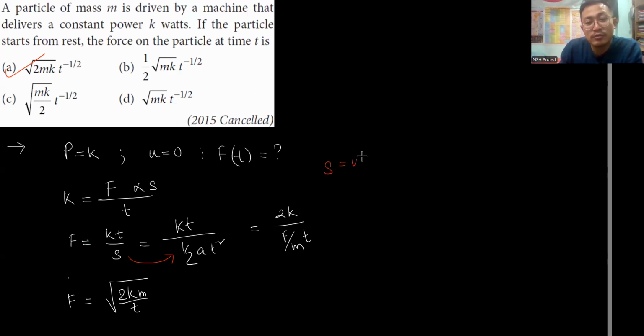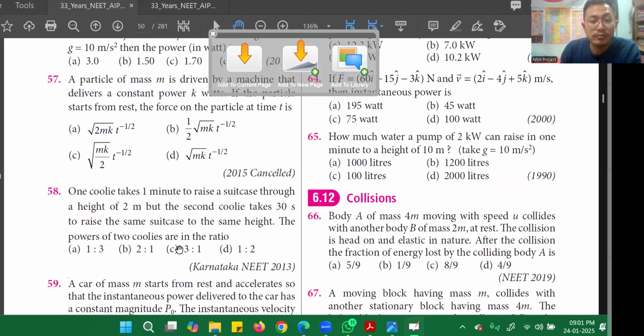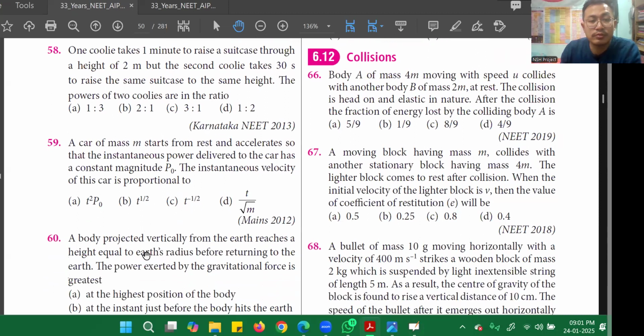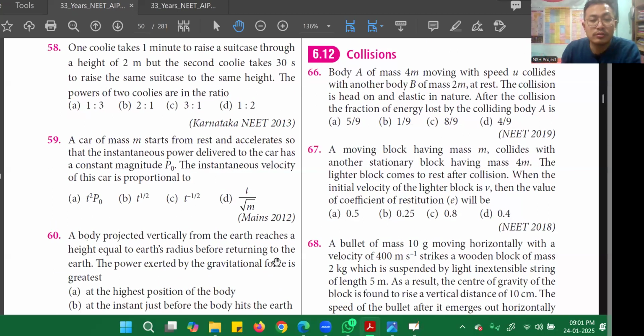s = ut + half at square. Question multi-dimensional approach, revision approach, practice. Question number 58, question number 59, question number 60.